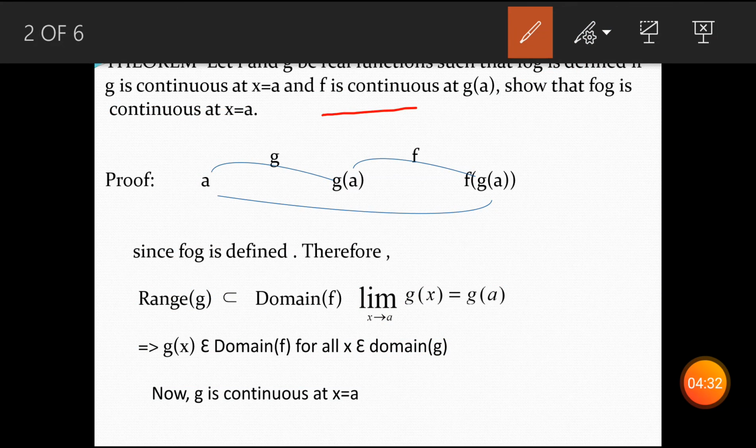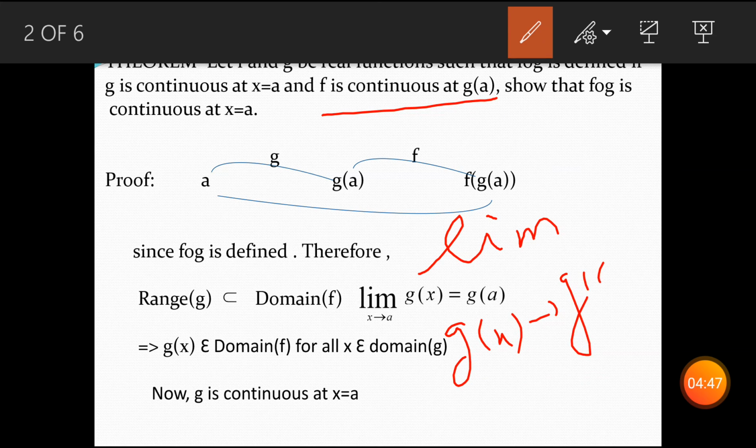Now what have they said next? They have said f is continuous at g(a). When they say f is continuous at g(a), what does it mean? Just try to understand it first, then I will show you. It means that g(x) is tending to g(a). This is what is happening because f is continuous at g(a), and this is the diagram that we are following.